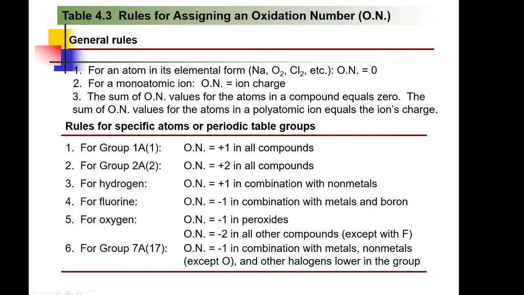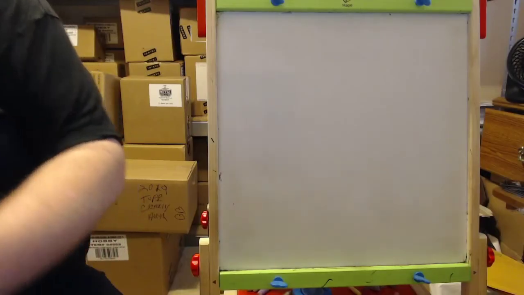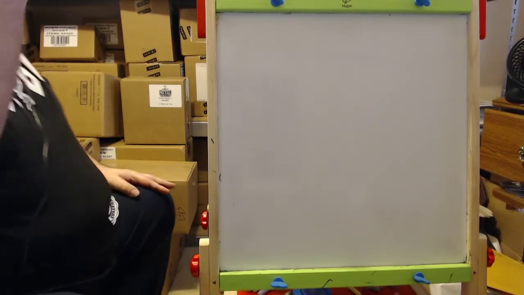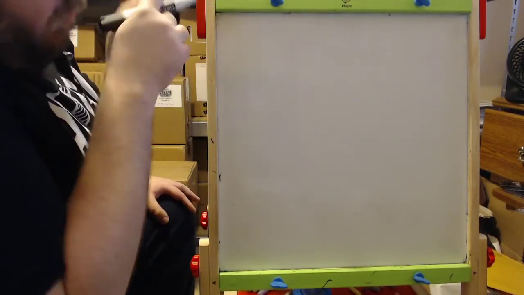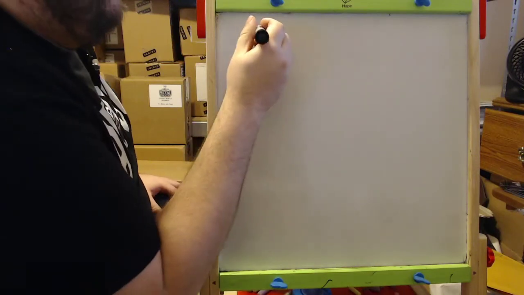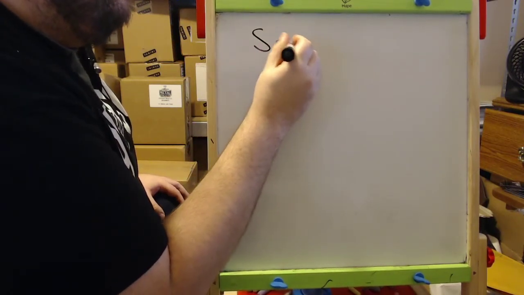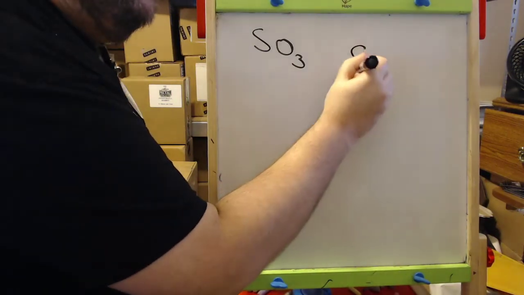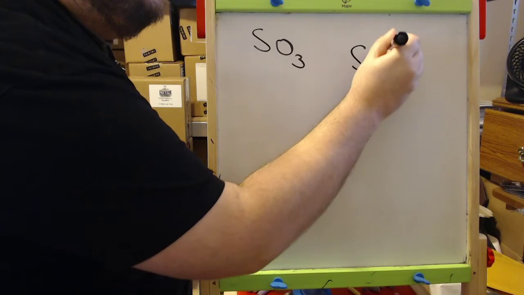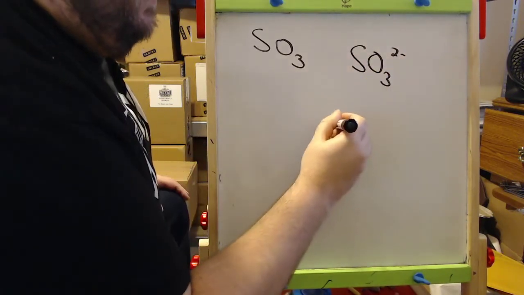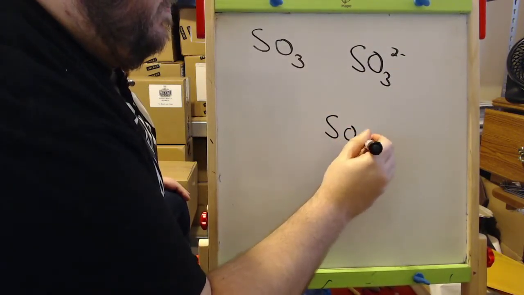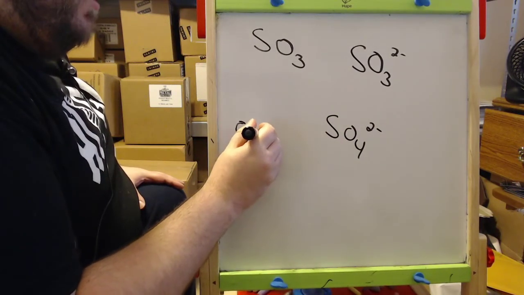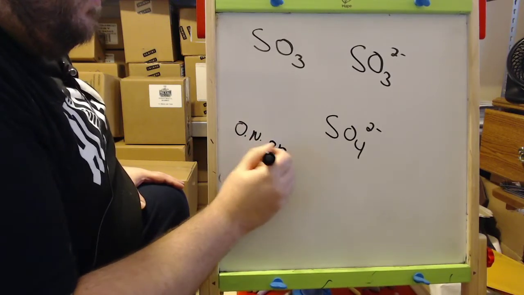So, let's pull that view back up here and take a peek. I've got sulfur trioxide, I have sulfite, and I have sulfate. And I want to know what is the oxidation number on sulfur.